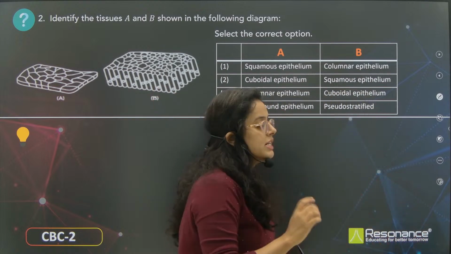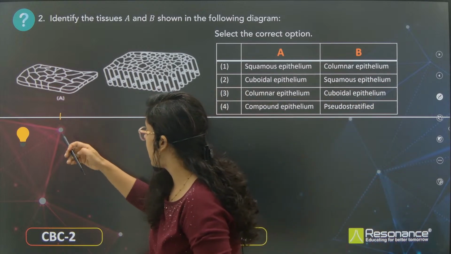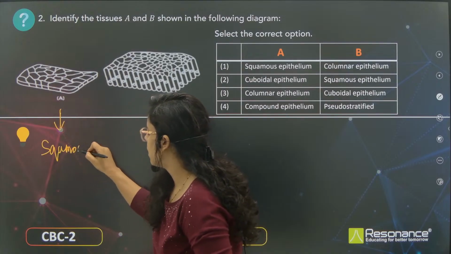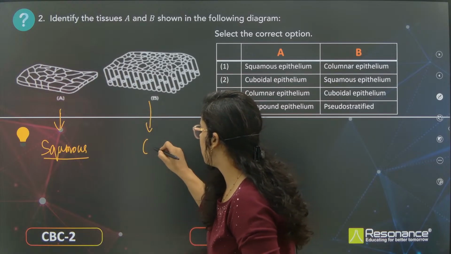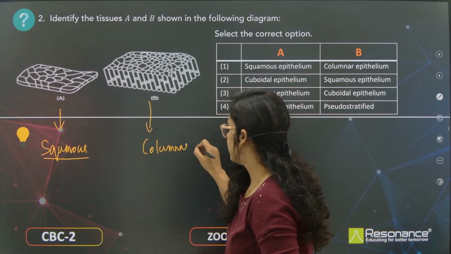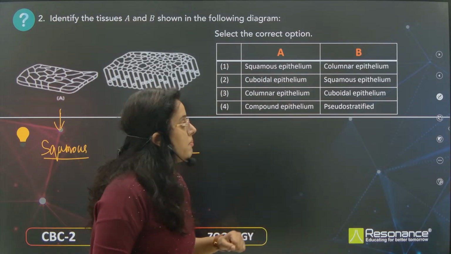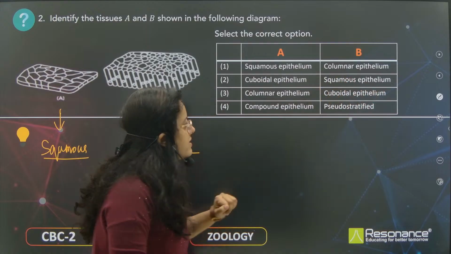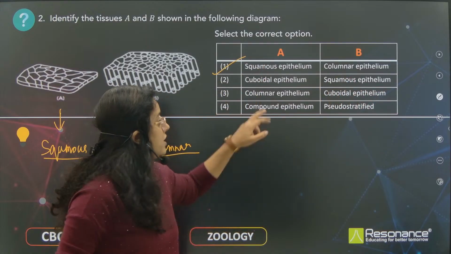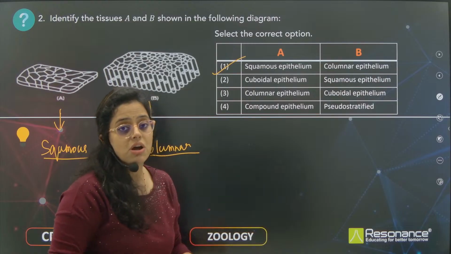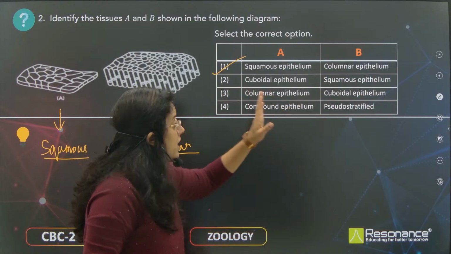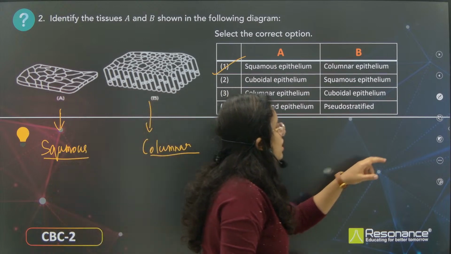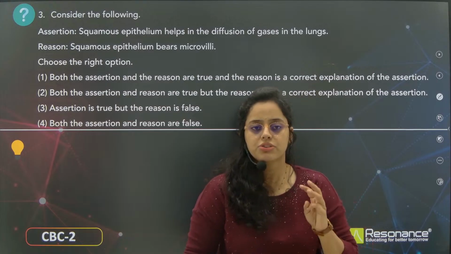So we have discussed the answer: tissue A is squamous epithelium, and tissue B is columnar epithelium. Let us find these options in the boxes A and B. Squamous epithelium and columnar, the very first answer is going to be the correct answer, right? It is not cuboidal or squamous, it is not columnar and cuboidal, it is not compound epithelium and pseudostratified epithelium. Now coming to the next question, question number 3.